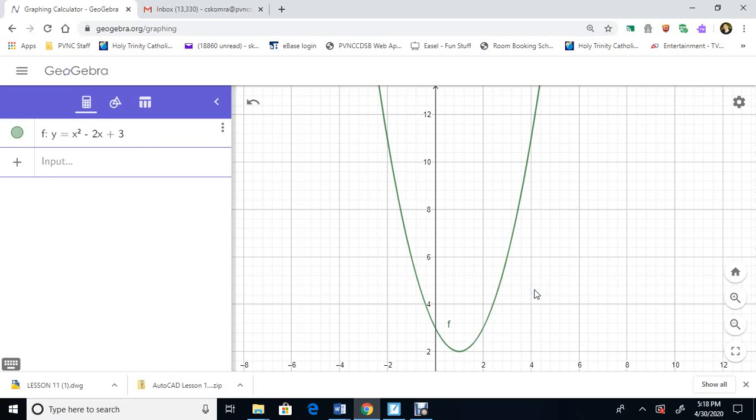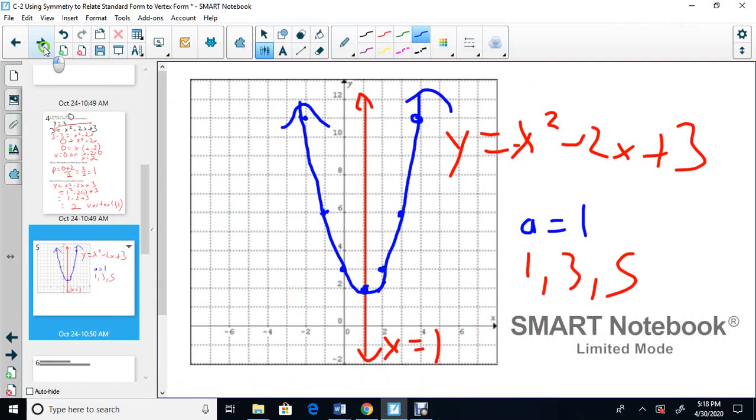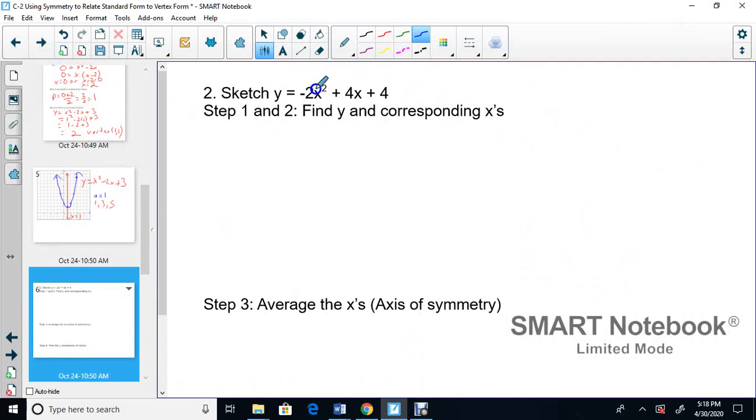Okay, I'm going to do the next graph on the next video, so you can join me there, where I do y equals negative 2x squared plus 4x plus 4, or you can try it yourself before I do it.